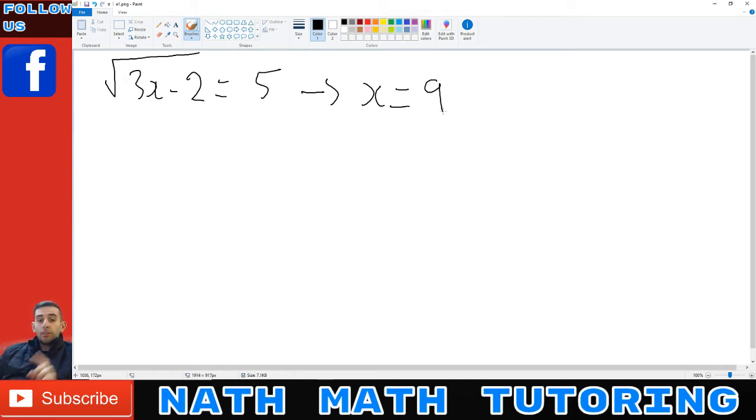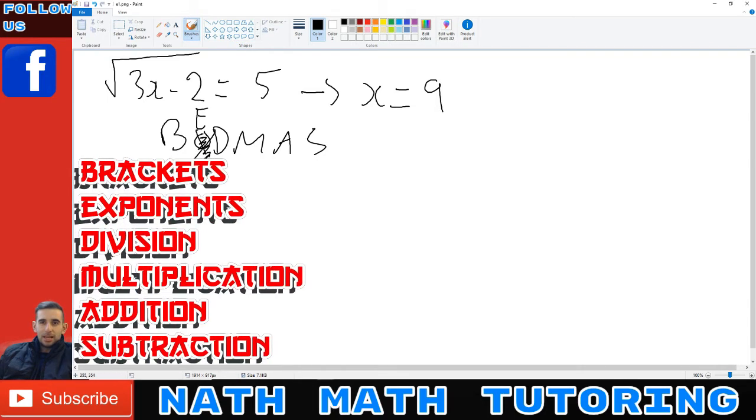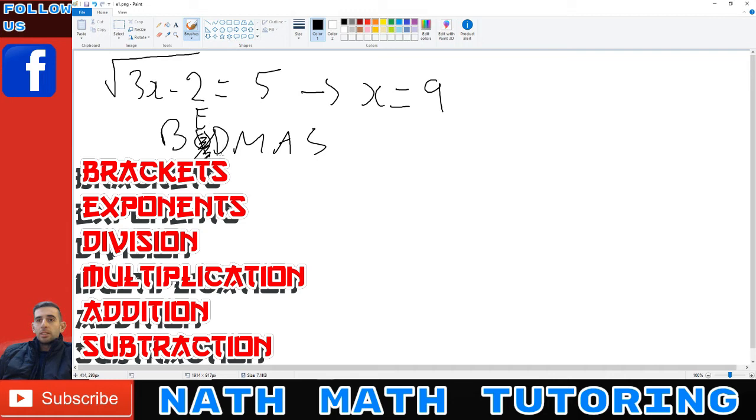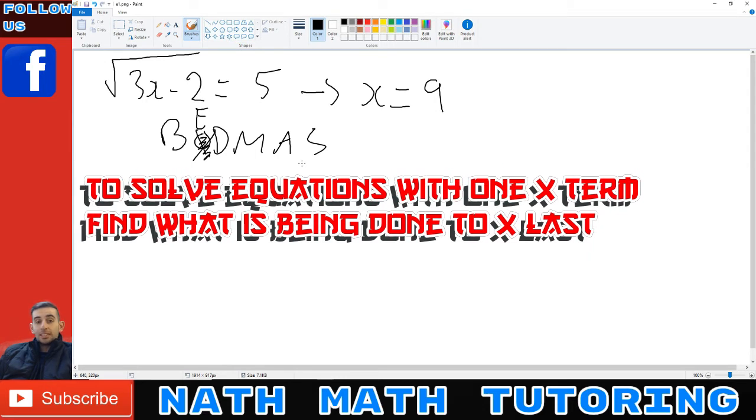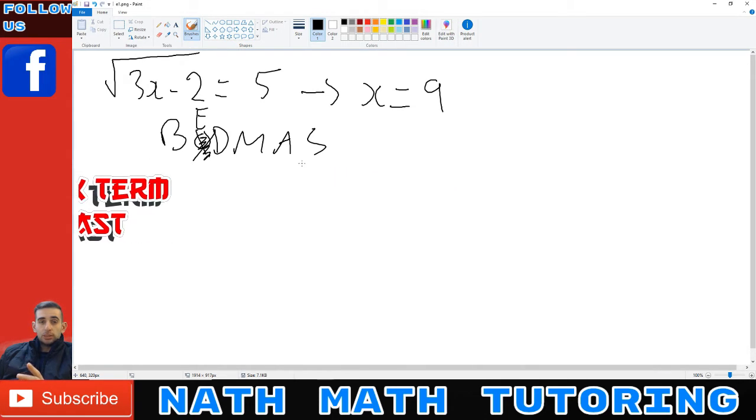The key to solving equations with one x term is BODMAS, or I prefer BEDMAS. Brackets, exponents, division, multiplication, addition, subtraction. It's the order of operations. The key to solving an equation is what is being done to x last. What affects the x term last, and then you do the opposite. In order to solve equations, we want to get x by itself, so we need to do the opposite procedure.